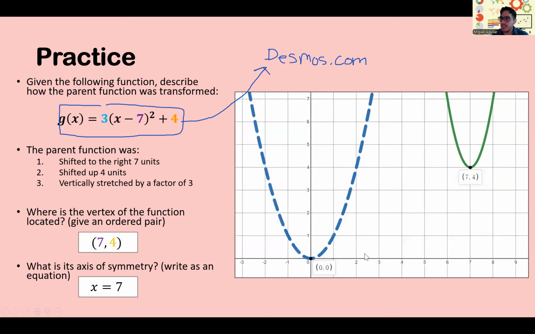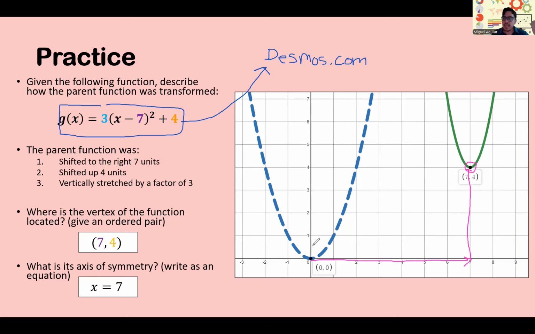Well, it's going to produce the green one. I put in the parent function in blue, okay? But based on everything we just analyzed about this function, we said this graph should be shifted to the right 7 units. And that's exactly where we find our graph. If we move from the vertex at 0, 0 at the origin over to the right 7 units, and then we go up 4 units, we land at this new vertex, right?